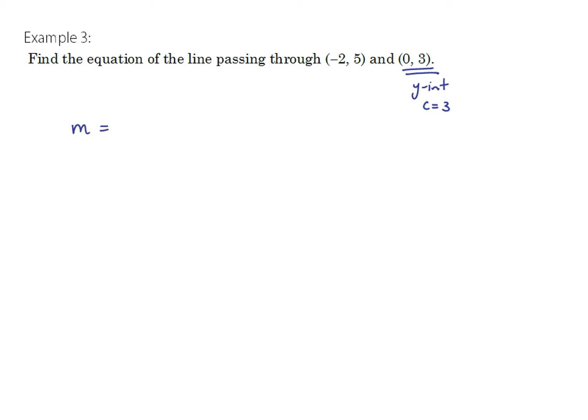I've got 2 points, so I can do that. Rise over run, change in the y values over change in the x values, which gives me 2 over -2, so we have a gradient of 1. So we have a gradient of 1, a y-intercept of 3, so my equation is y equals 1x, or just x plus 3.